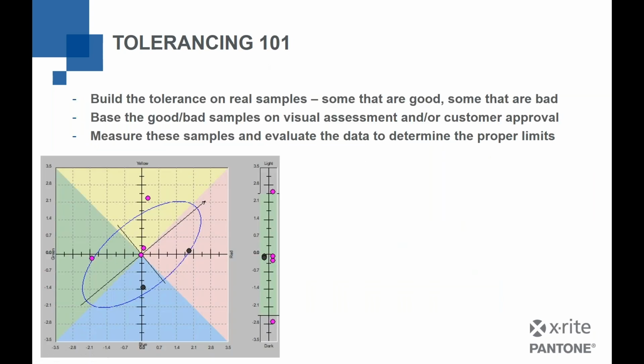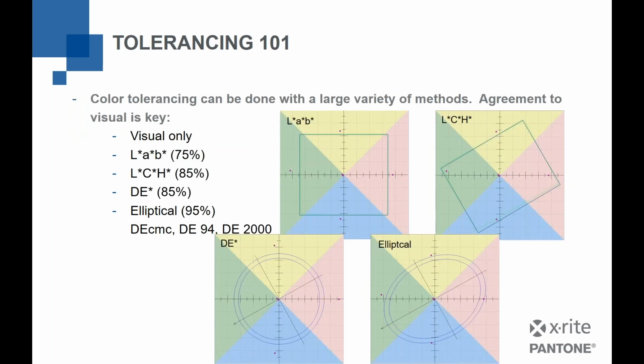LAB uses, if I can get to it, there we go. You'll notice we've got axes in the plot, a horizontal and a vertical axis. And you'll notice that the tolerance is a box where the sides of that box are always parallel and perpendicular to the axes. So LAB is like using Cartesian coordinates, X, Y, and Z to plot something, okay?